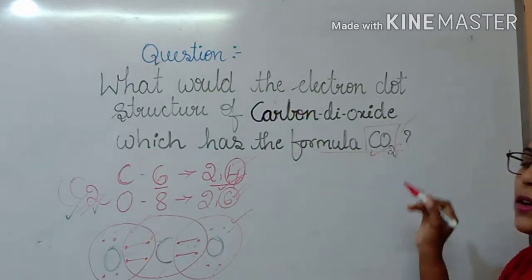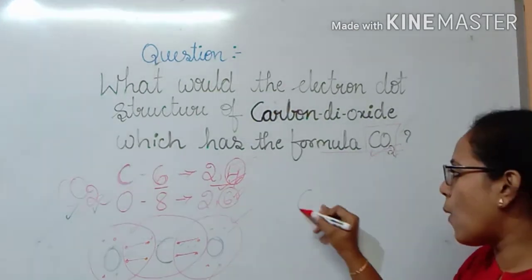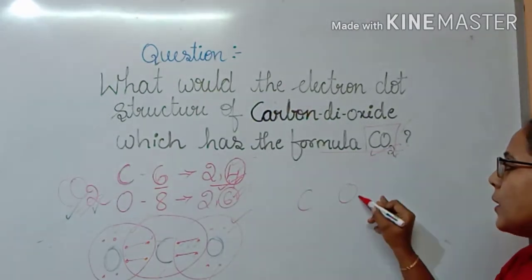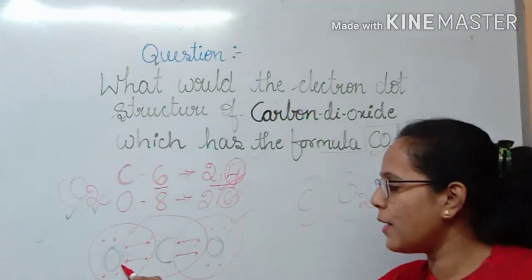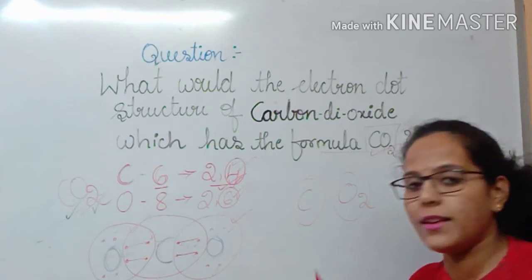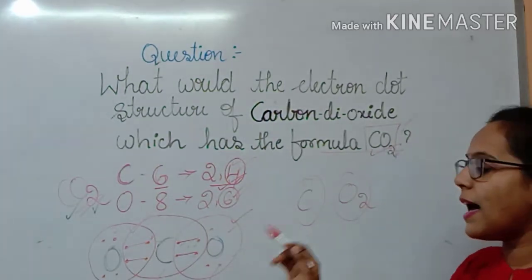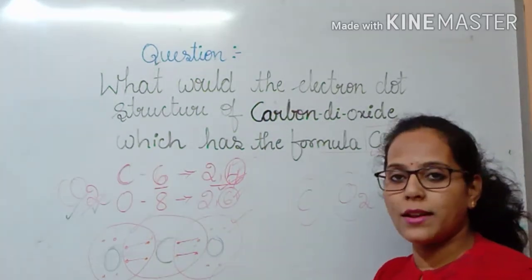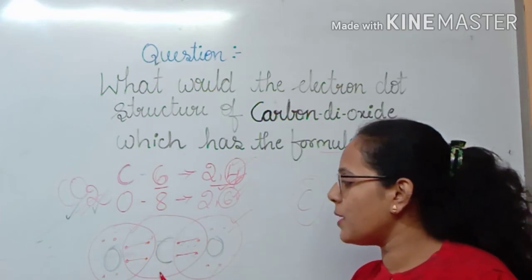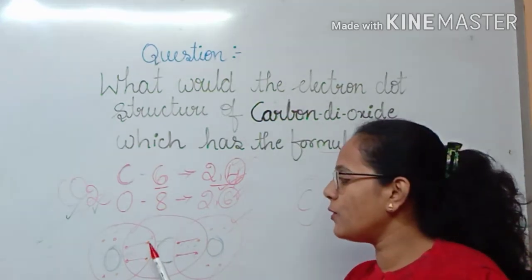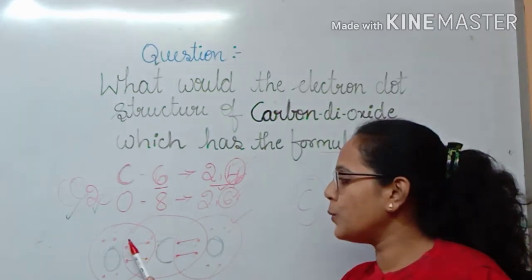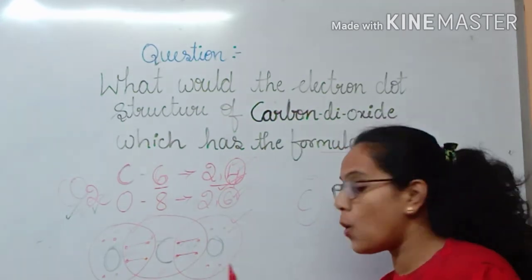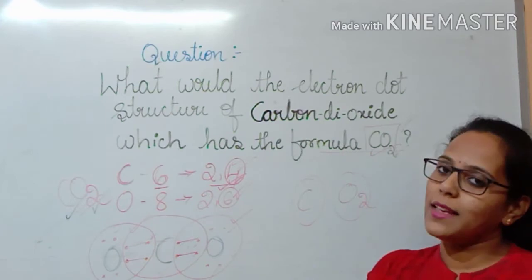So this carbon dioxide, what does it have? It has one atom of carbon as well as two atoms of oxygen. Correct? So that is what I have written here: one carbon and two oxygen. After writing this, I have written the valence electrons on their surface. Carbon is having 4 valence electrons, 1, 2, 3, 4. Oxygen is having 6, 1, 2, 3, 4, 5, 6. Similarly, this oxygen is also having 6.